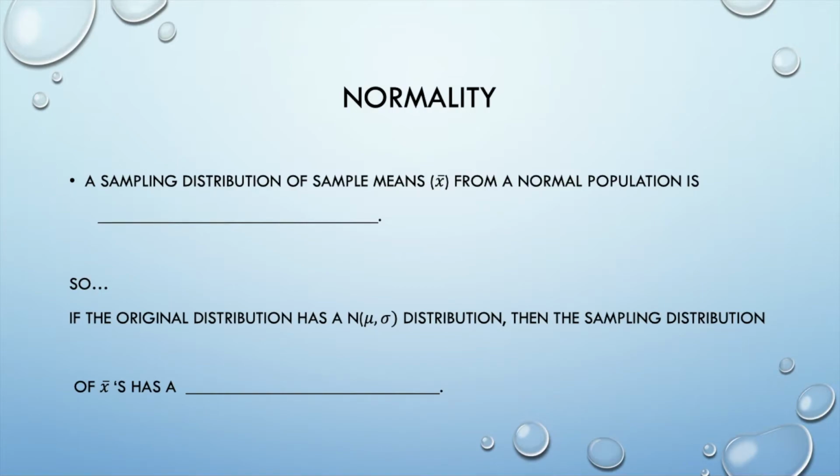Okay, normality. A sampling distribution of sample means from a normal population is also normal. So if the problem tells you that the population distribution is normal, then you also know that if I take sample means from that population, I will get a normal distribution of sample means. If the original distribution is normal with mean mu and standard deviation sigma, then the sampling distribution of your x bars, or sample means, is normal with mean mu, because it has the same mean as the population, but the standard deviation is now the original standard deviation divided by the square root of n.